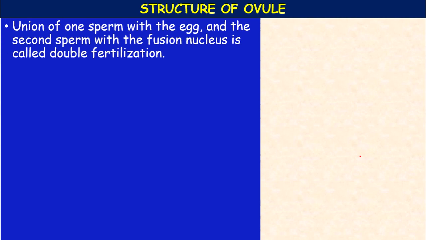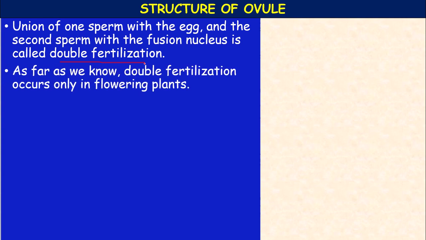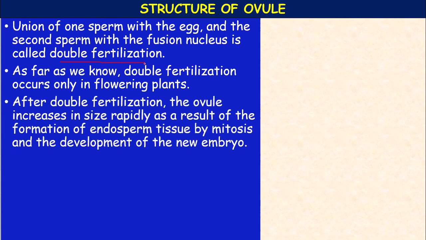Further, the union of one sperm with the egg and the second sperm with the fusion nucleus is called double fertilization. Fertilization occurs 2 times. As far as we know, double fertilization occurs only in flowering plants, or angiosperms. After double fertilization, the ovule increases in size rapidly as a result of endosperm tissue development.